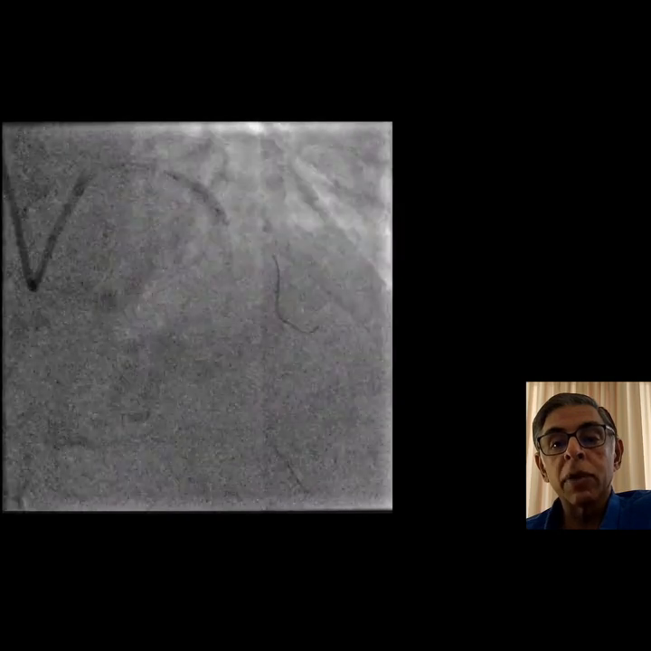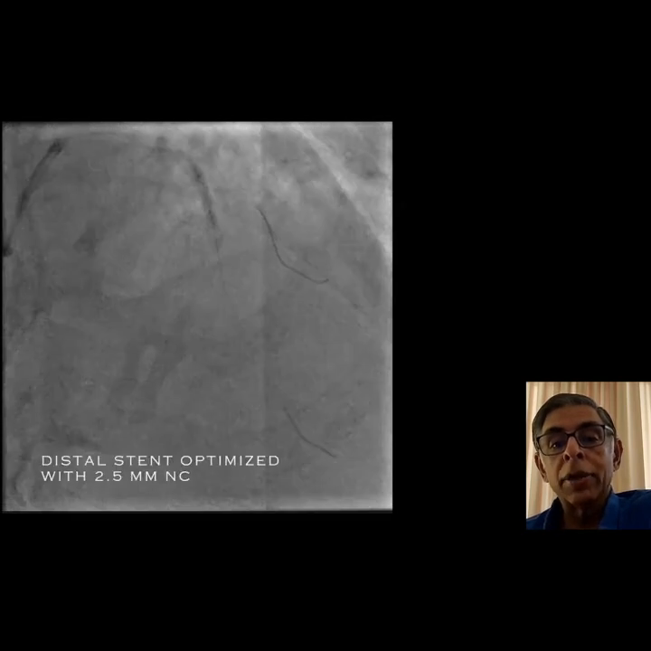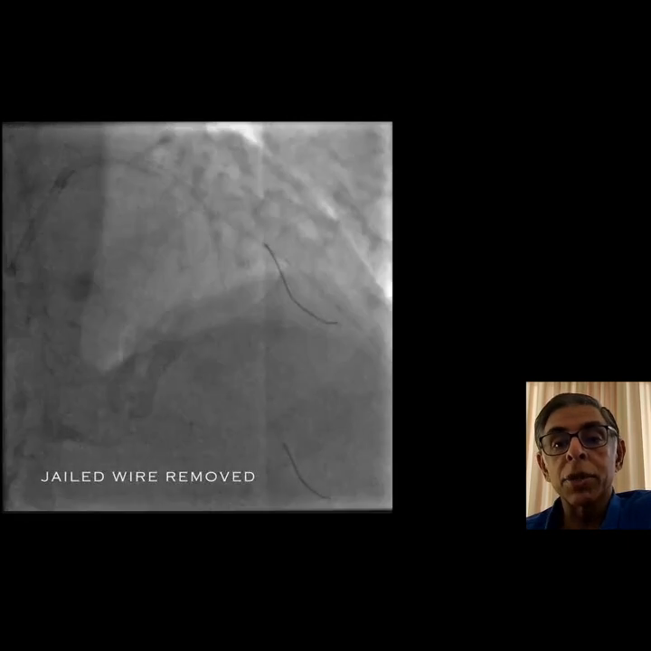perfect, but good enough. At this point then we did a POT in the proximal stent just at the bifurcation carina with a 3.0 balloon at high pressure. And then optimized the stent further with a 2.5 millimeter NC balloon at very high pressure.